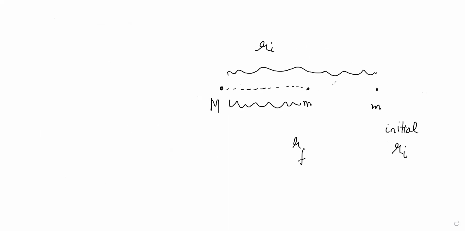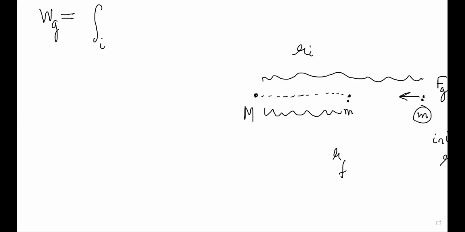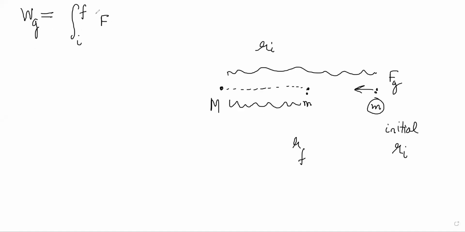Now, gravity was acting on the mass in this direction, force of gravity. So work done by gravity in going from mass m from here to here would be the integral from initial to final of F dot dr, right? Yes, sir. This work done would be positive because gravity is pulling it this side and it is coming this side, right? Yes, sir. The final answer should be positive.